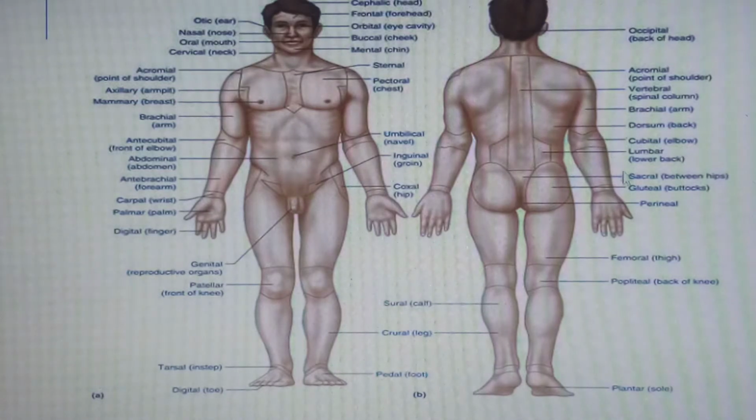Then there's the lumbar area, there's the sacral region, yes, there's the gluteal region, there's the perineum, the region in between the thighs, where we have the external genitalia, and of course the anal opening will be there. This is the femoral, has to do with the thigh. Of course, there's the popliteal fossa, or the popliteal area, that's the posterior aspect of the knee, you find that one. And this one is the sural, that's the calf, posterior aspect of the leg. Of course, the crural. The underside of the foot where we walk is known as the plantar aspect of the foot.